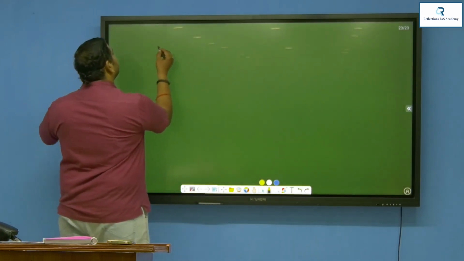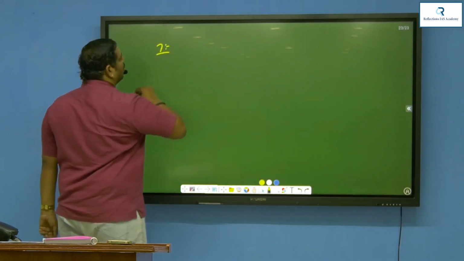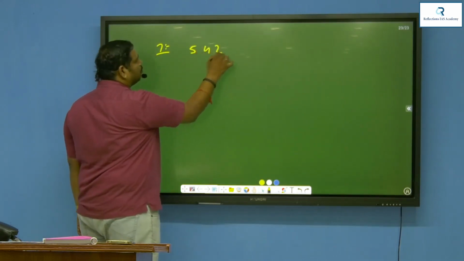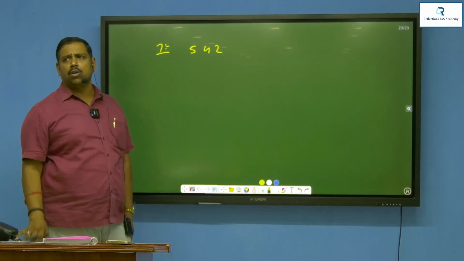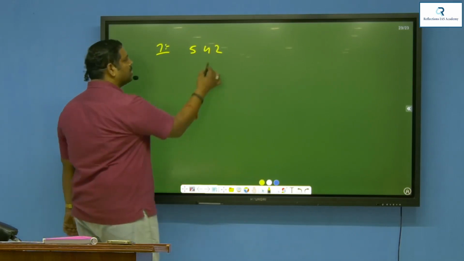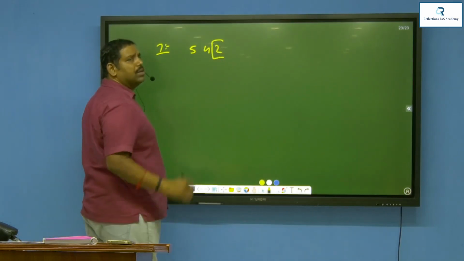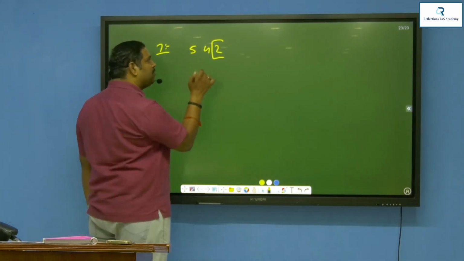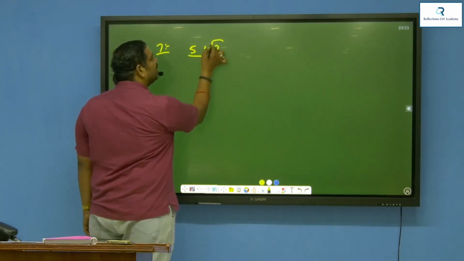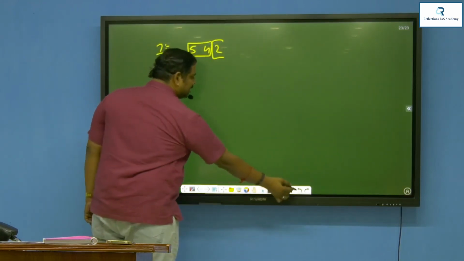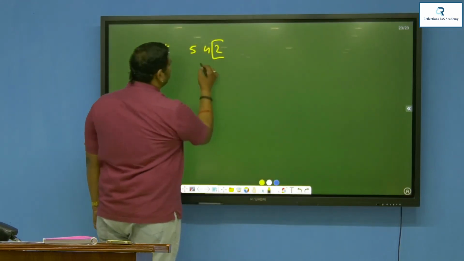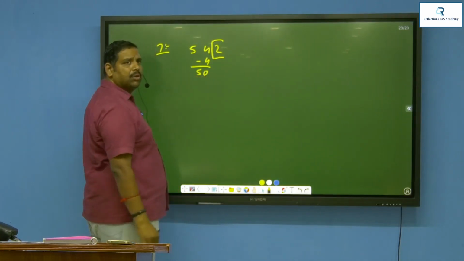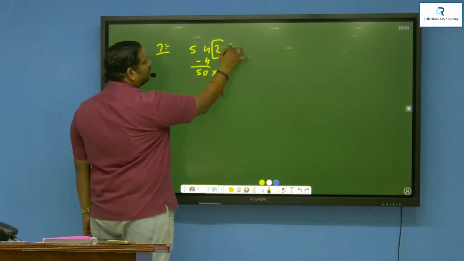Alright. The next one is the divisibility rule of 7. With an example, I will explain. Suppose he has given 542. Is it divisible by 7 or not? Cut the last digit, which is 2. Double it, that is 4. Subtract it from the remaining number, which is 54. From this, subtract the 4. How much will you get? 50. Is it divisible by 7? If it is not divisible, this is also not divisible.